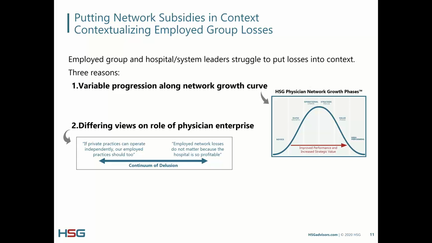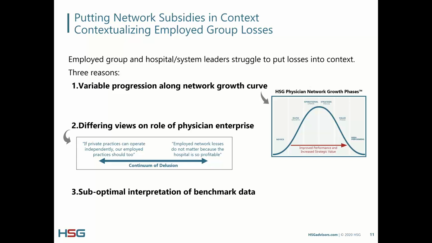But on the other side of the coin, we've heard CFOs say, employed network losses don't matter to me at all because we're making so much up on the hospital side, so I'm not even going to waste my time looking at the losses on the employed group side. And that's pretty crazy too, because like Travis said, it does make sense to optimize the losses and to think about them. Otherwise, you're leaving money on the table.